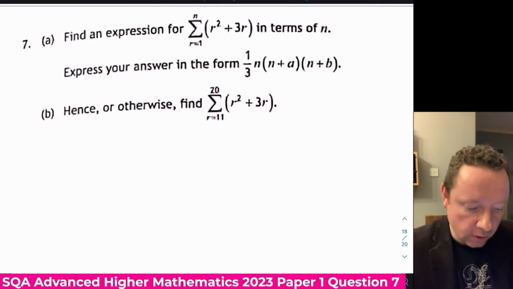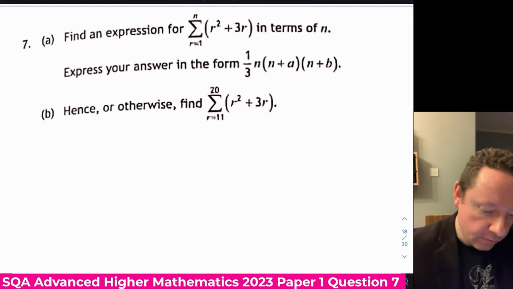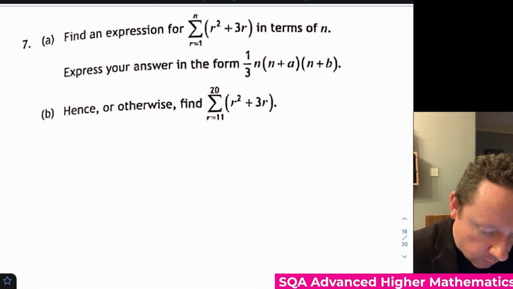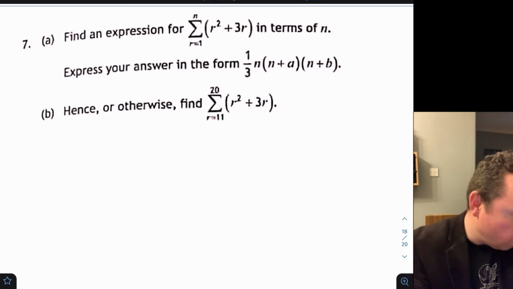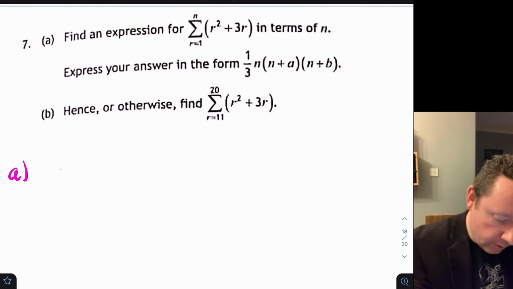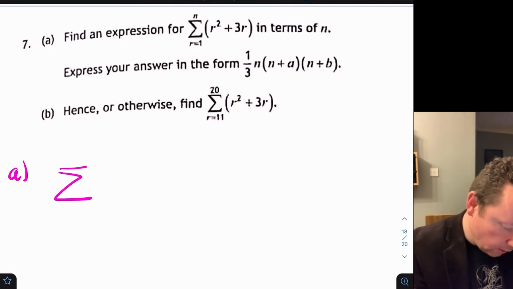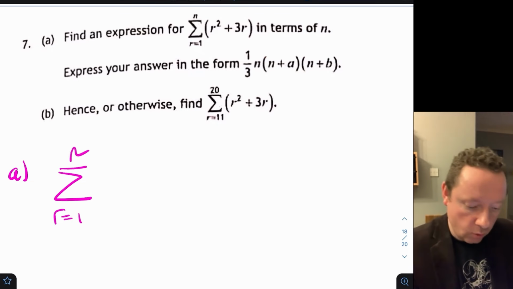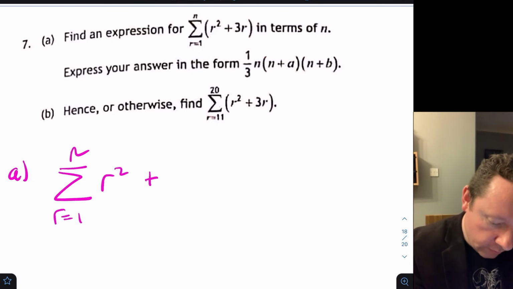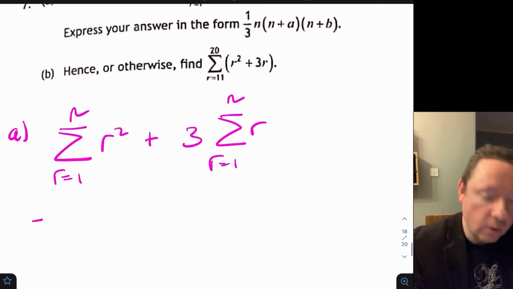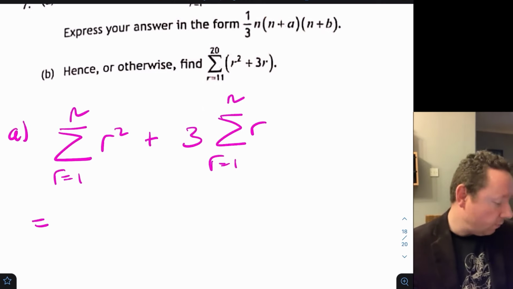Advanced Higher Maths 2023, Paper 1, Question 7. Find an expression for the sum from r equals 1 to n of r squared plus 3r in terms of n and express your answer in this form. So again, from the start of the exam paper, the sum of r equals 1 to n, well, we've got two there, we've got r squared plus 3 times the sum of r equals 1 to n of r. So you can actually just use that exam paper for this if you don't memorise this stuff.